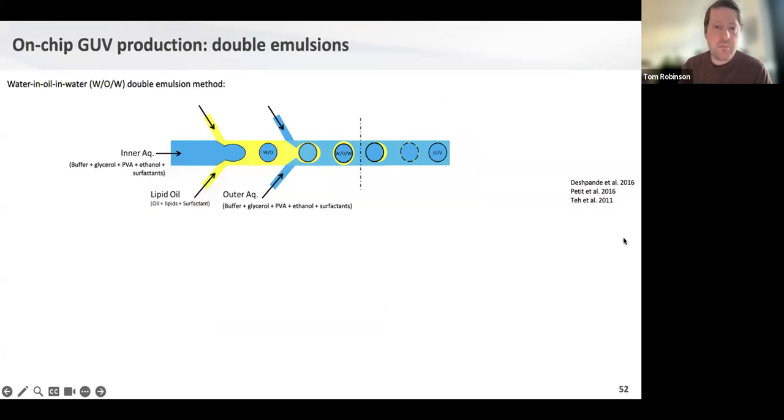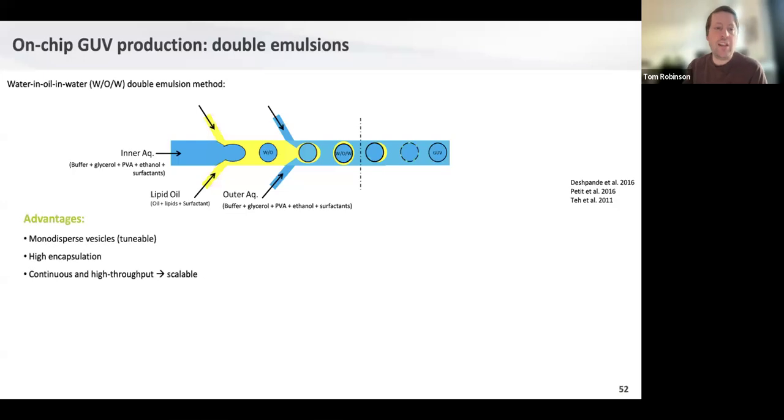Obviously we are not the pioneers of this, so there are other people who did this before us, but we take advantage of it because it can make monodispersed vesicles, which are tunable in size. So you can say, I want them to be exactly one size. It has really high encapsulation that's consistent, and it's continuous and high throughput. So it's scalable, and you can integrate this with other things if you want to.